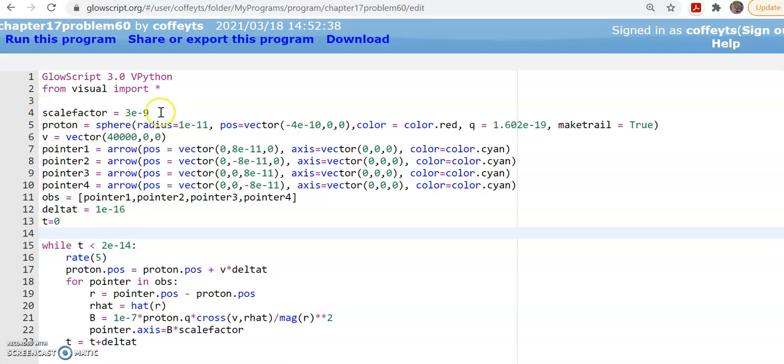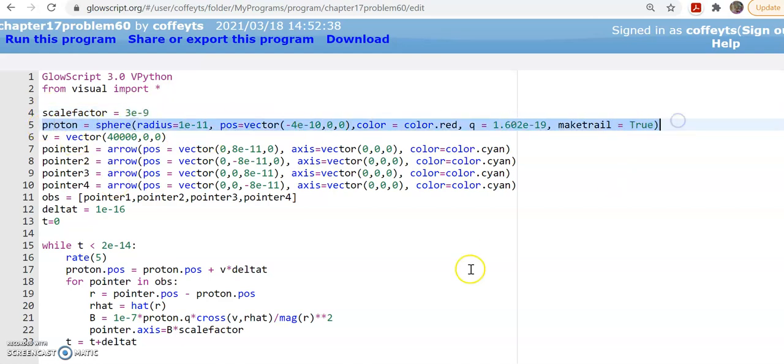Now this scale factor is because your magnetic field vector is going to be a lot larger in magnitude than your positions. And so you want to multiply it by a small number. This was arrived at a little bit by trial and error, but also by estimating the magnitudes here. So that's my scale factor. Here's that proton definition that I talked about just a minute ago. I define my proton as a red sphere.